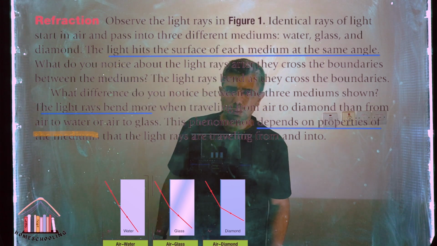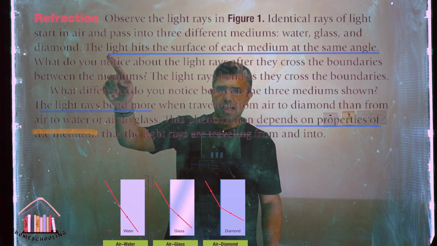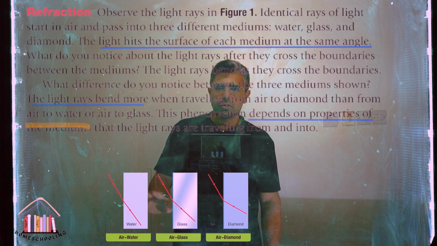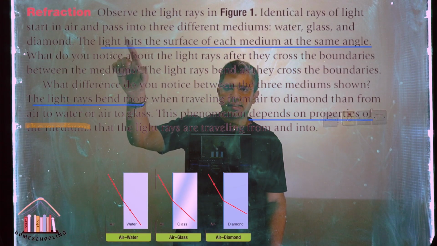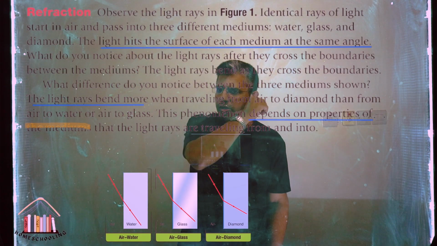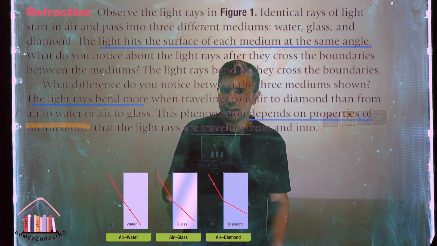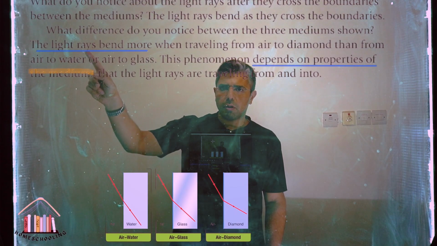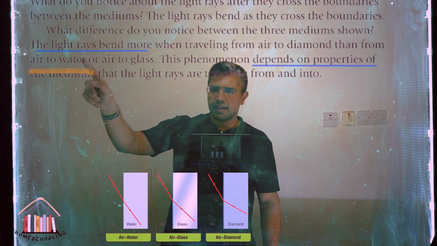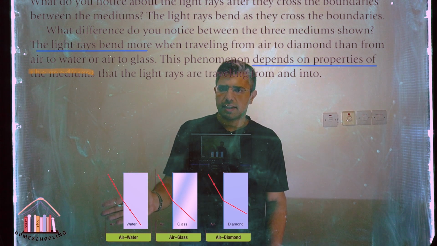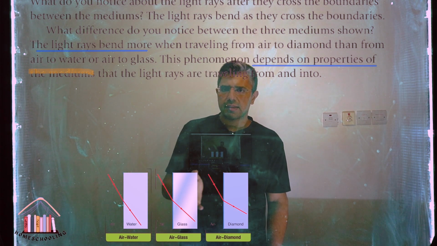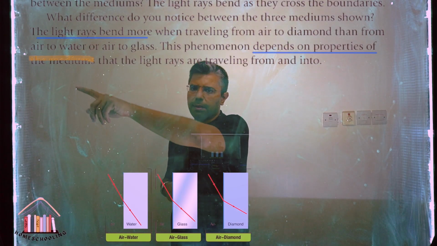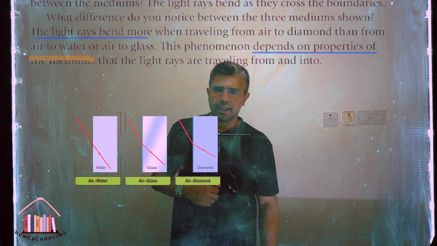So what do we get from this text? Here in this text they are introducing what they are trying to explain in this figure. The light hits the surface of each medium at the same angle. It's the same light and the same angle hitting the boundary each time. The light rays bend, but the bend is not constant in all mediums. This deviation of the angle depends on the properties of the medium itself. We'll be discussing that later in this chapter.